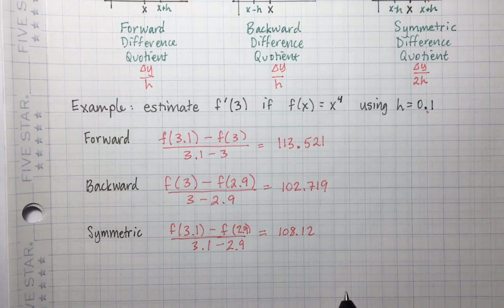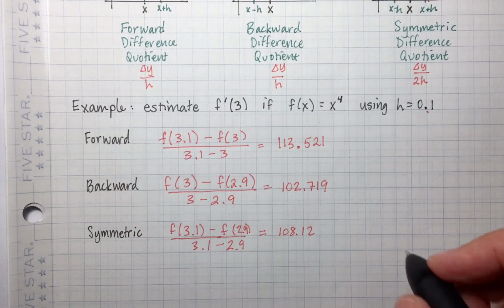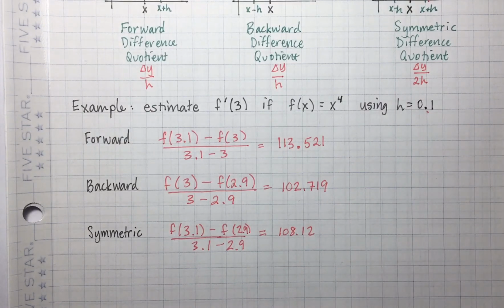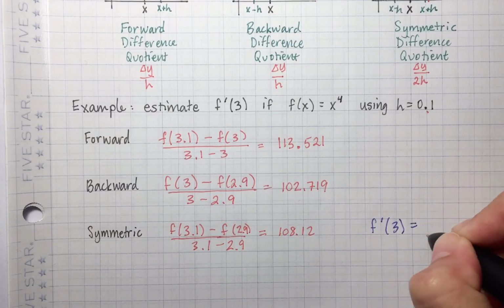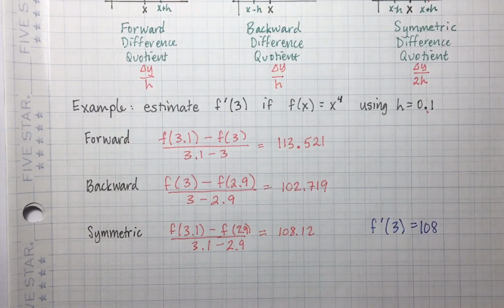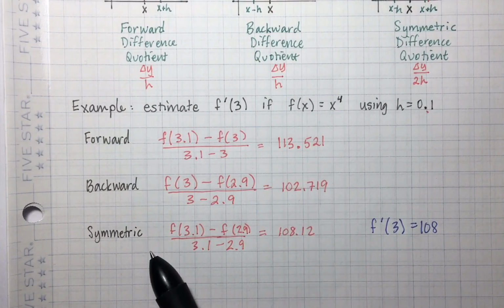Now, I know you don't have a way of knowing this just yet, at least not very easily, but the actual value of f prime of 3 is 108 exactly. So which is the most accurate? Well, clearly it's the 108.12, that symmetric difference quotient. So our calculators are programmed to do this too, and you're going to learn about that next. But here are your three difference quotients: forwards, backwards, symmetric. Forward gets used because it's convenient, but symmetric's typically a little more accurate, as you can see here.